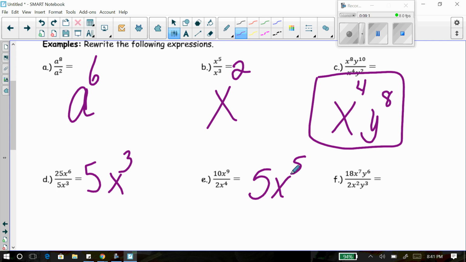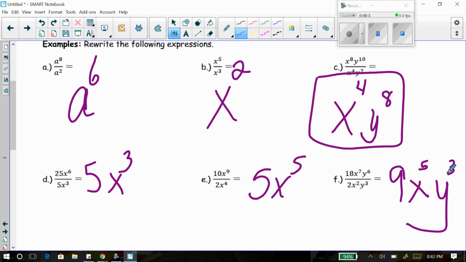And last but not least, I threw 3 different ones in here. No big deal. Coefficients, simple. They're just numbers. We just divide them. 18 divided by 2 is 9. X to the 7 minus 2 is 5. Y to the 6 minus 3, 3.